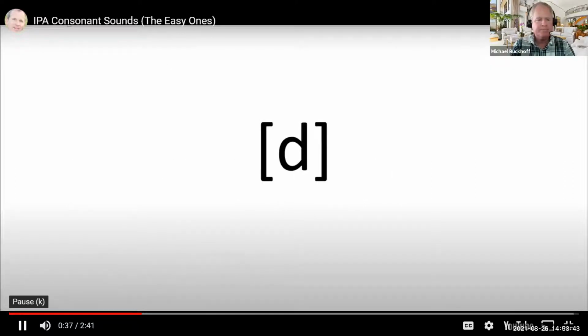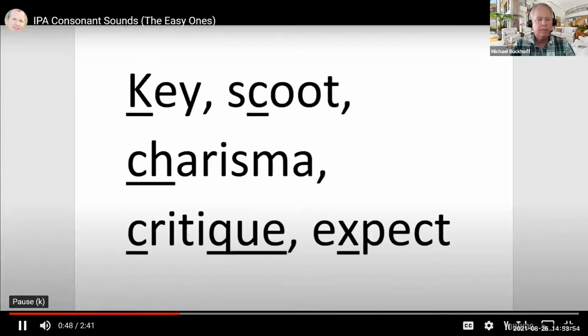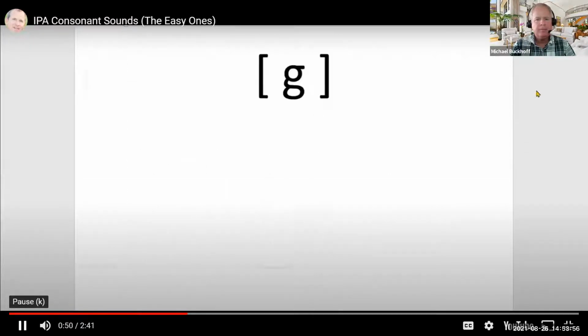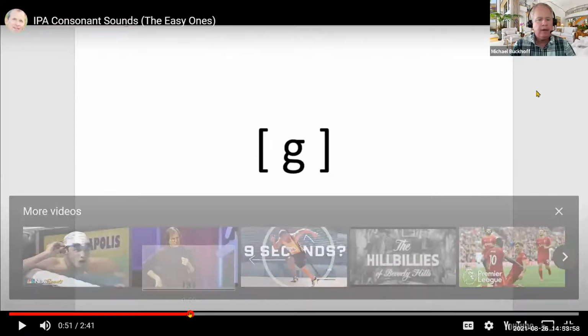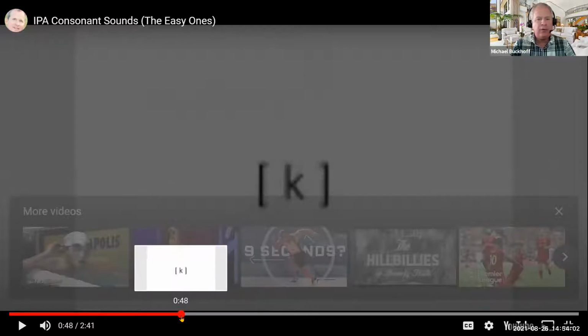D, do, lard. This is pretty predictable. Dreary, grabbed, handed. K. This one's not as predictable.